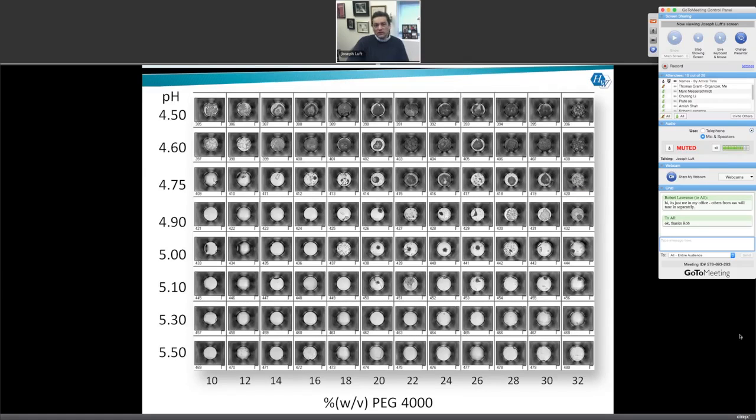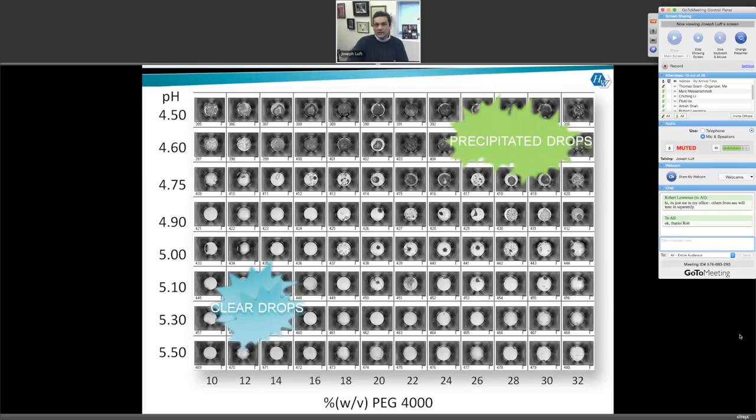Okay. Now, when you look at all of these experiments collectively, you can start to see patterns, especially when you're arranging things on this chemical grid. So you can see that clear drops are showing up at higher pH values in this case and low concentrations of PEG. Precipitated drops, so more supersaturated solutions, are showing up at lower pH values and higher concentrations of PEG. And crystals are always going to show up between precipitated drops, where you're too supersaturated for ordered aggregation, and clear drops.